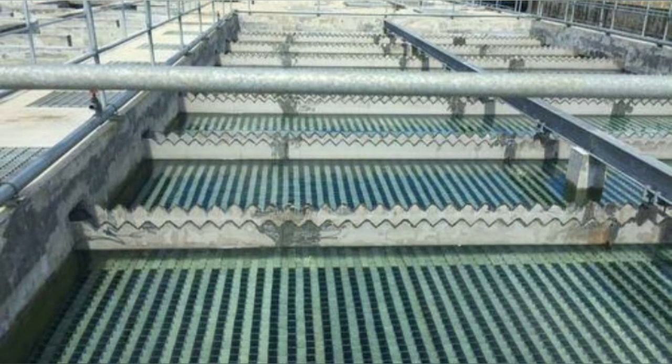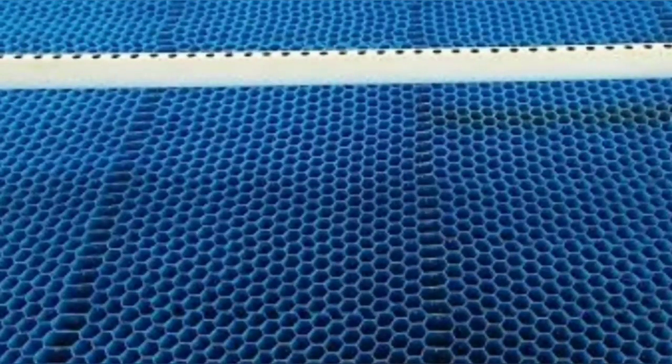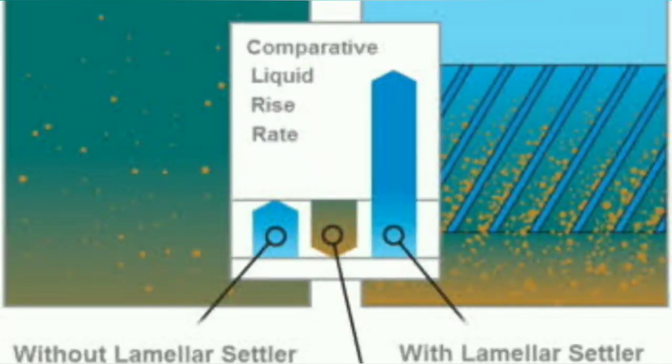So here one arrangement is being seen. Here we can see a series of tubes are provided. Here in this figure we can see various tubes that have been provided. Inside these tubes the water will flow, and then it is taken for the settling. So here the figure shows the conventional settling compared with the lamellar settling.